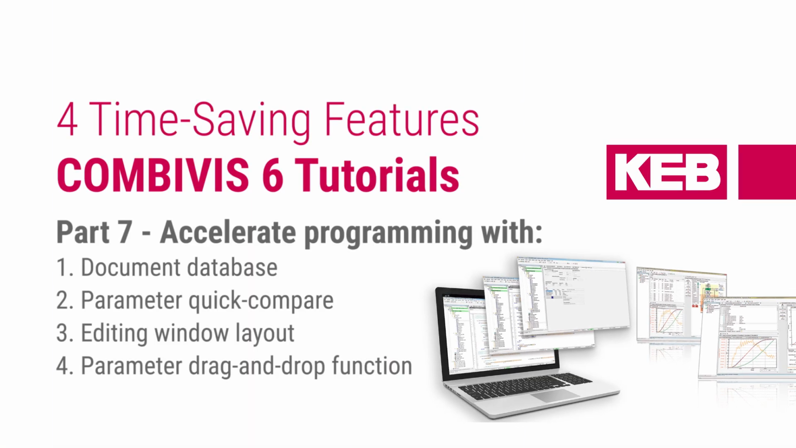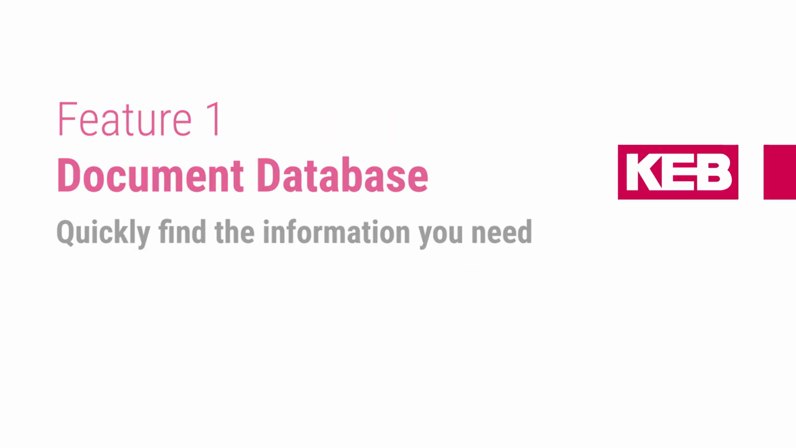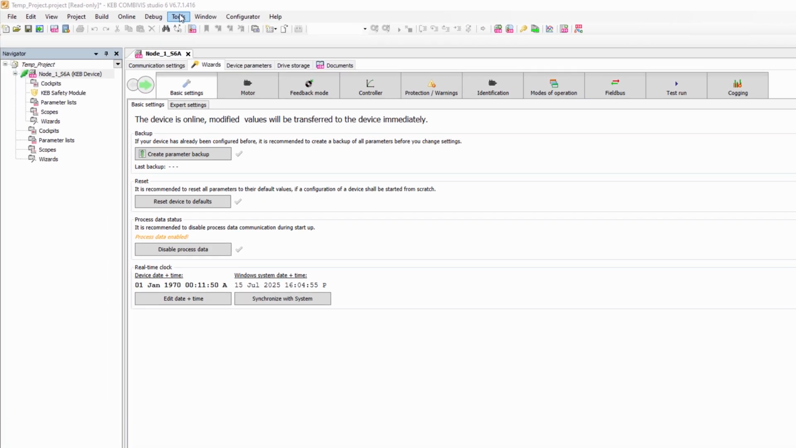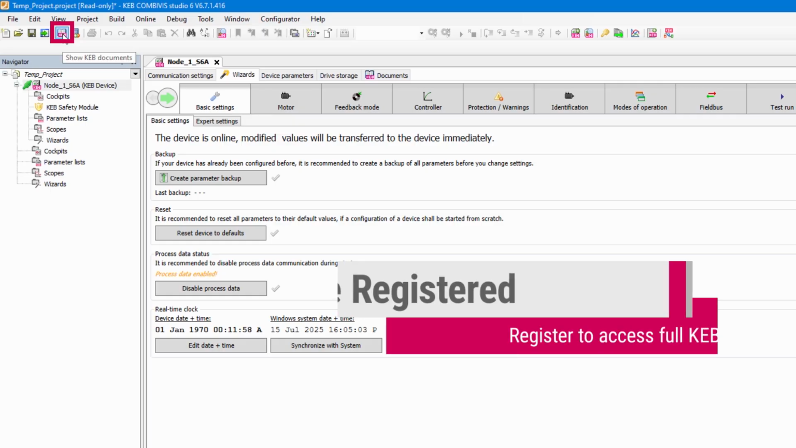In this video, I will be covering 4 time-saving features that you should be using in the Combivis 6 software. The most powerful tool in Combivis 6 is the document database, which can be found by clicking on the Tools tab and selecting KEB Documents, or clicking the KEB Documents button on the ribbon.